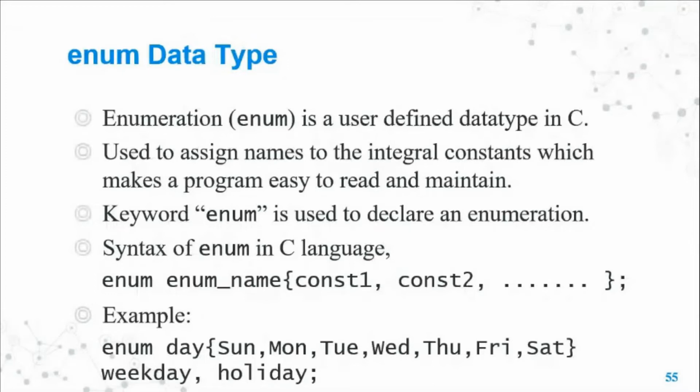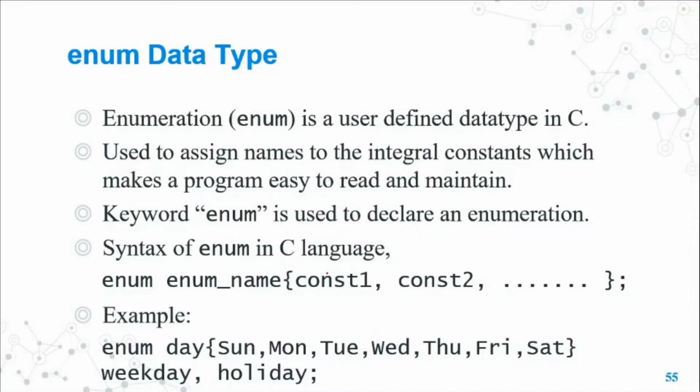We will have some integer constant values, say 1, 2, 3, etc., or 0, 1, 2, 3, or say 100, 101, 102, etc. Even 100, 200, 300 is also possible. So we have some integer values, and if we want to give names to those integer values, for some specific reason such as making the program more readable, we use the enum. The keyword enum is used to declare an enumeration.